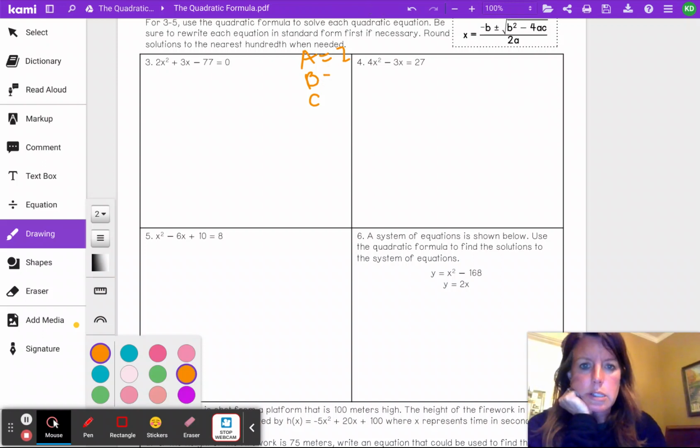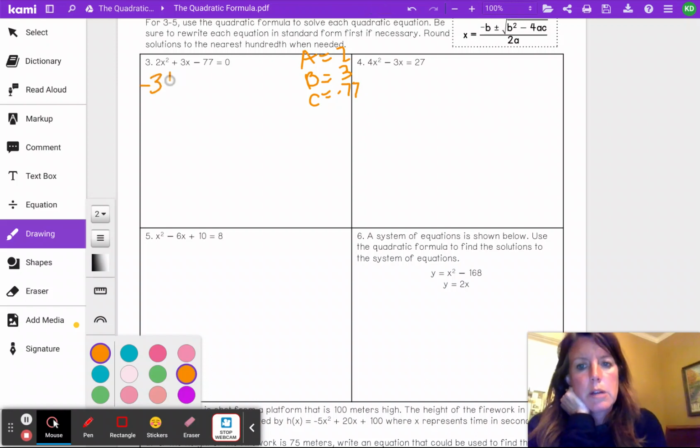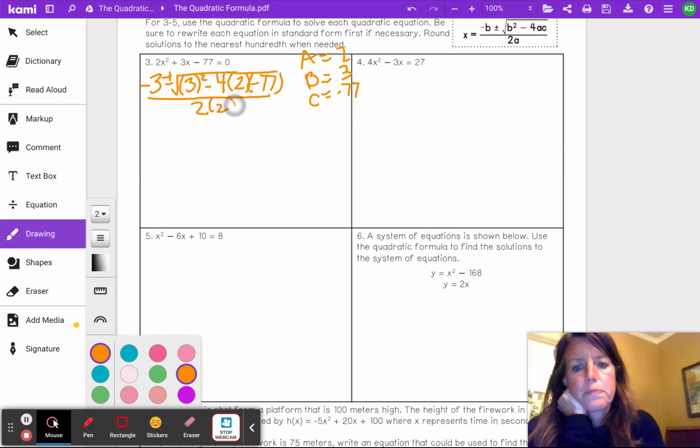Okay, B is 3 and C is negative 77. All right, so we start off with negative b plus or minus. So this is going to be negative 3 plus or minus the square root of b squared. So 3 squared minus 4 times a, which is 2, times c, which is negative 77. All of that divided by 2 times 2.